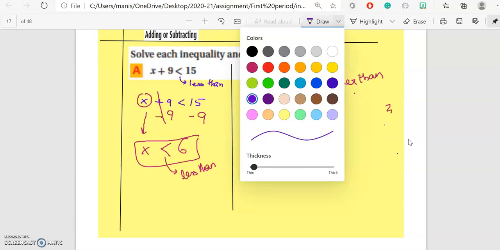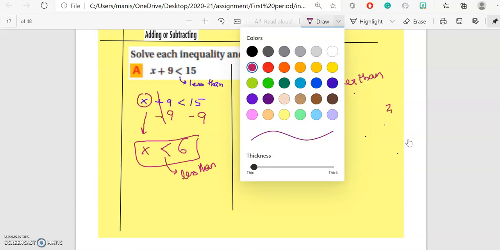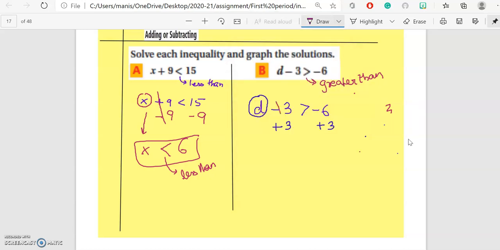So step number 1 is, I will circle my variable, which is d over here, and I will try to do the opposite of negative 3. So negative 3, this means I have to add 3 to make it 0 on both the sides. Always remember, this is an inequality, but still I am solving this by the method of equation. So negative 3 plus 3 will give me 0. This is cancelled out. I will bring my d down over here. I will not do anything with this symbol.